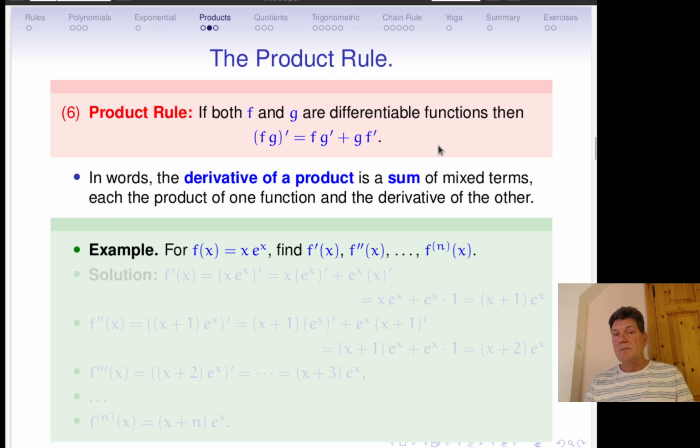Here's an example. Let's try and find the derivative of a function defined as x times e to the x. And then, if we can, the second derivative and so on. Maybe we can spot a pattern that describes the nth derivative of this function.